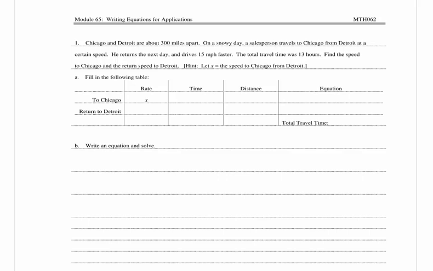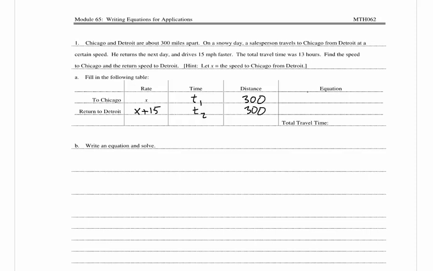And it says, hint, let x equal the speed to Chicago from Detroit. And they've already put that into our chart. So if the speed to Chicago is x, and we drove 15 miles an hour faster home, the return to Detroit, our rate is x plus 15. And for time, we're just going to use t1 and t2. And then for distance, it's the same distance in both directions, which is 300.